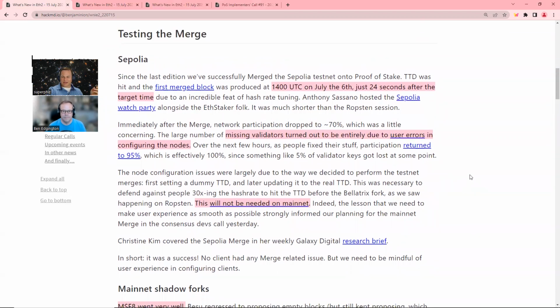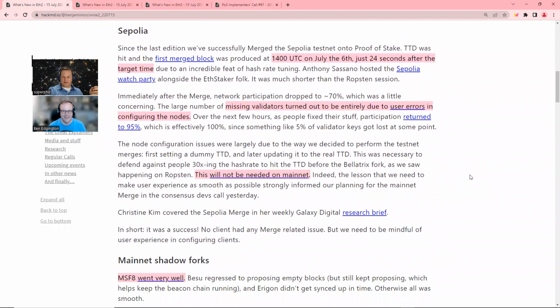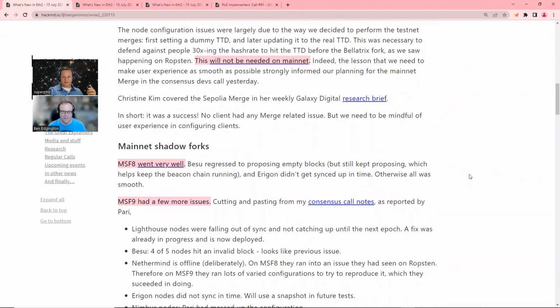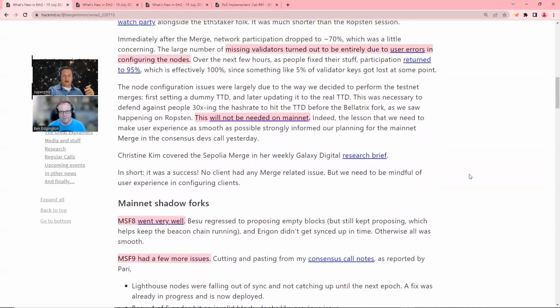So yes, so glad to get Sepolia out. Thank you, Anthony Sassano, for hosting that. Yeah, and just, oh, go on. Oh, you first. Just to close that one off, after everybody came back from the misconfigurations, everything's been fine. It's been running very smoothly. So it's all good.